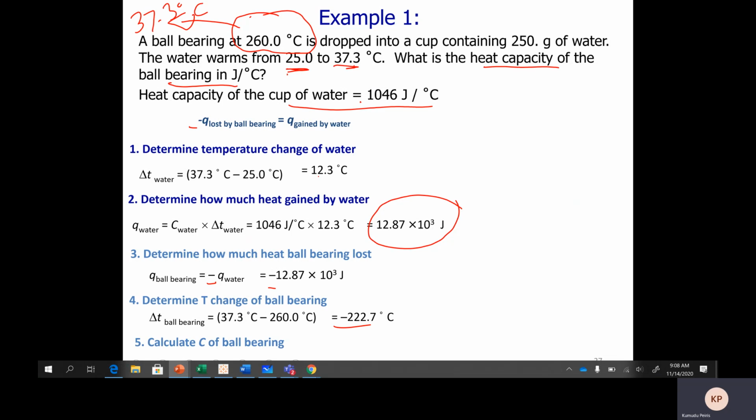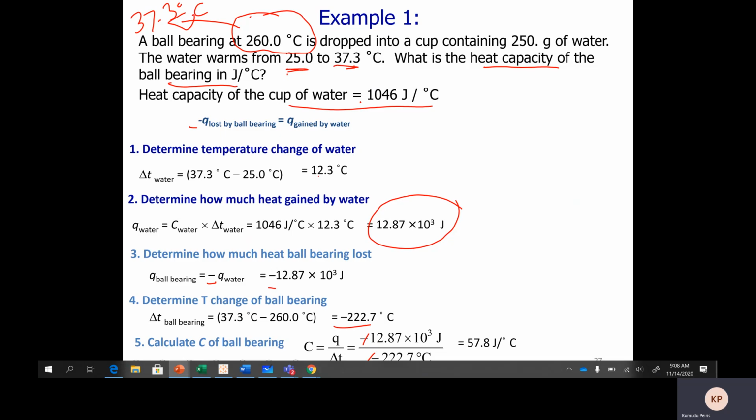So now we'll calculate the heat capacity of the ball. C equals Q divided by the temperature change: negative 12.87 times 10 to the third joules divided by negative 222.7 degrees Celsius. So the negative sign cancels out the negative sign, okay? And we'll get the heat capacity of the ball as 57.8 joules per degree Celsius.